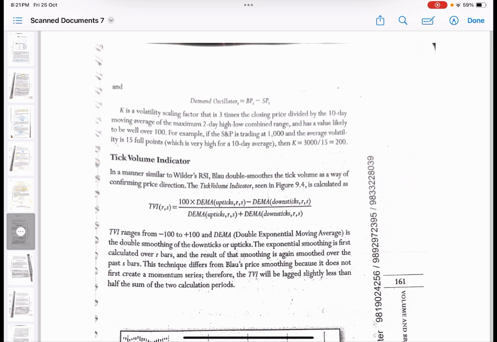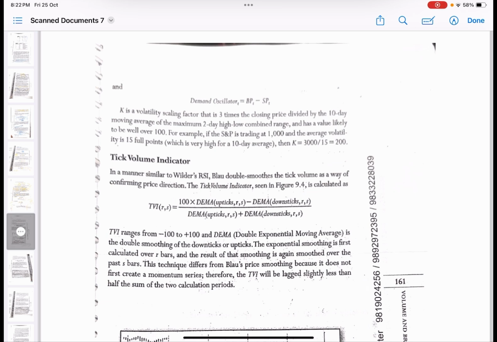For example, if the S&P is trading at 1000 and the average volatility is 15 full points, which is very high for a 10-day average, then K is basically 3000 divided by 15. Okay, that's literally what we just read. Now let's see, so that's what is Asprey demand oscillator.